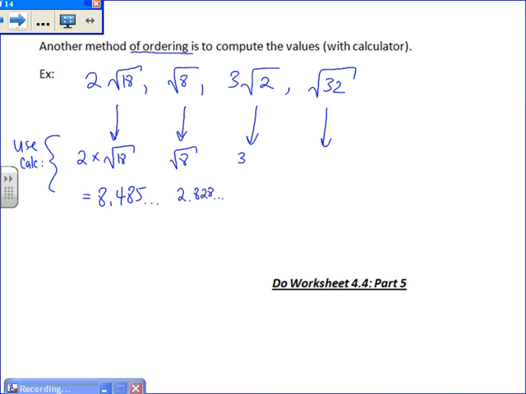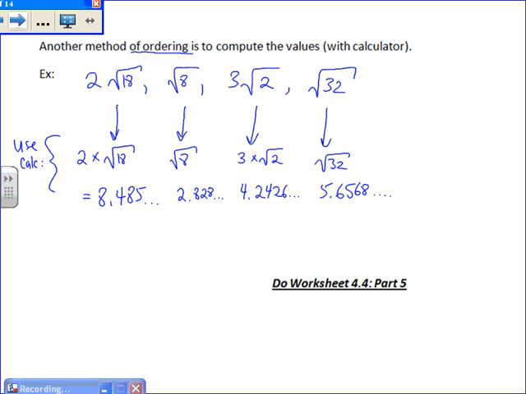The next one is going to be 3 times the square root of 2. And on my calculator, if I go ahead and do that, I'm going to get 4.2426, dot, dot, dot, dot. All right, and the very last one is just simply the square root of 32. And again, I get a number that continues, 5.6568. All right, and so for the purpose of comparing them, I can put them in order.